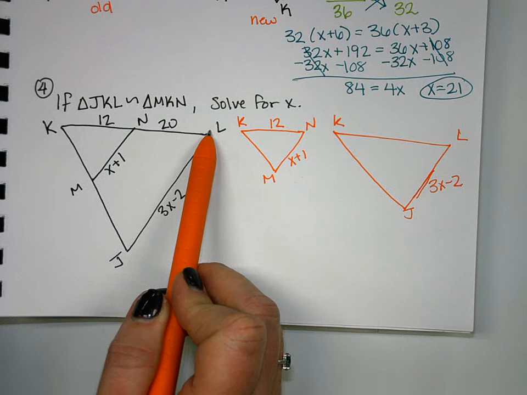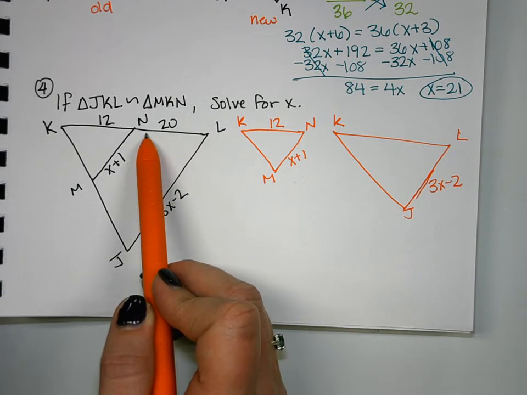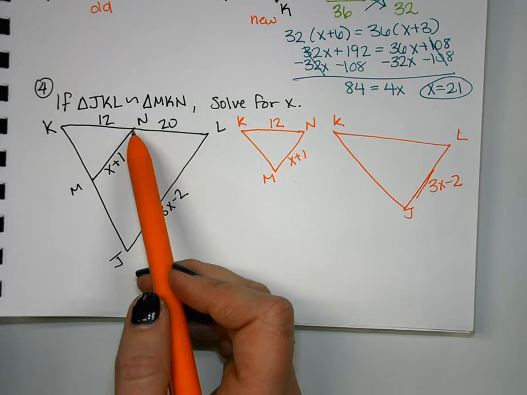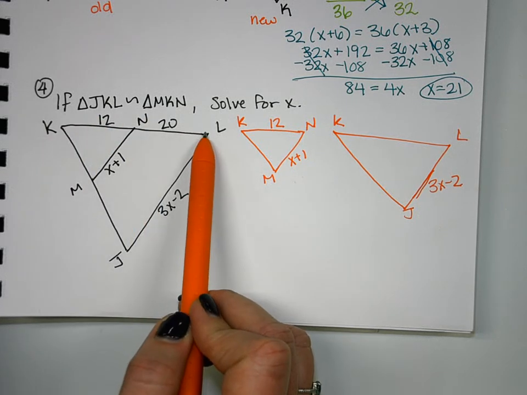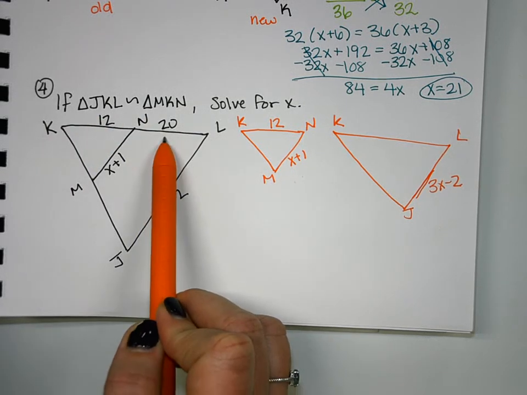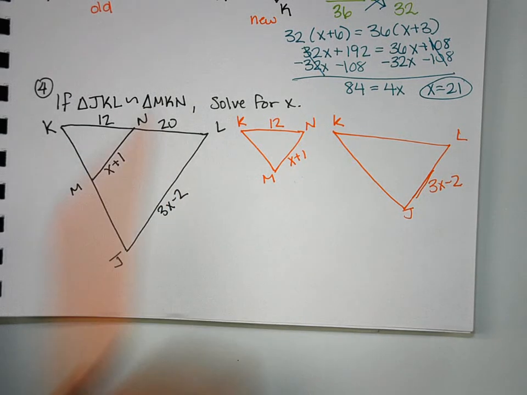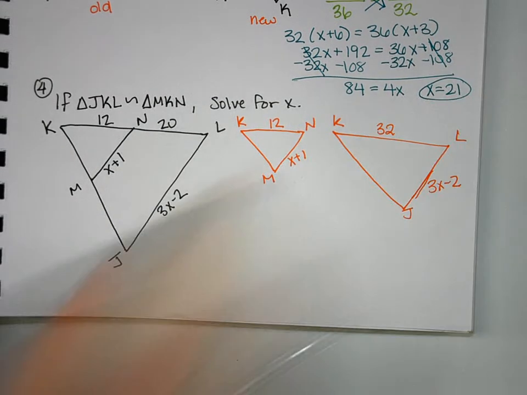Whenever you have overlapping triangles like this, you're either going to have to add two numbers or subtract two numbers to find one of the lengths. Sometimes they'll give you the whole length and say that's 32, and then say this is 20. So how do you find this one? You would subtract. So depending on what they give you, you may have to add or subtract numbers when you have overlapping triangles to find a missing length.